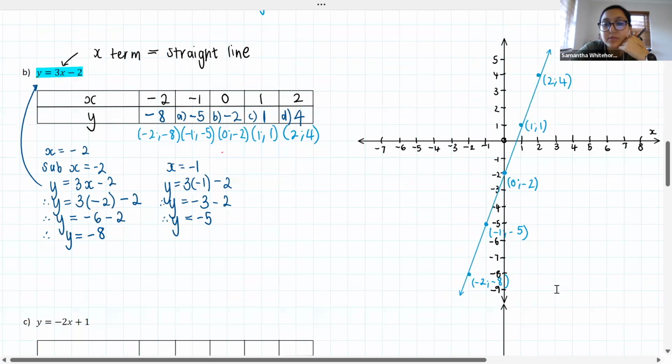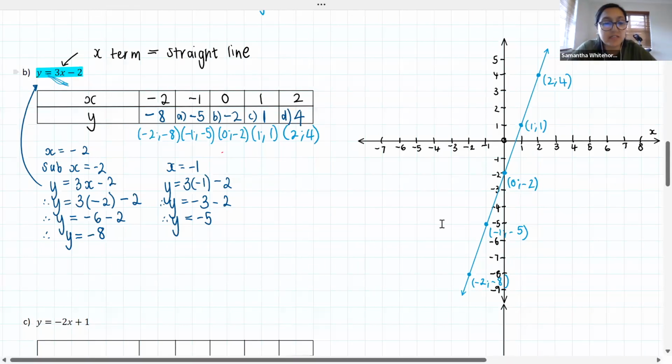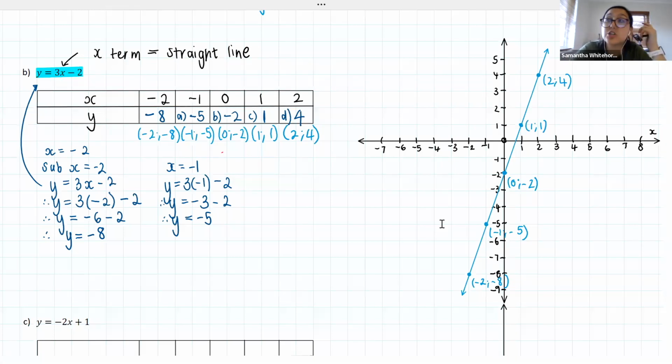There we go. So I've joined my dots. I knew it was a straight line because it was just a normal old x term, nothing too fancy, not x squared, not x cubed, not x to the power of x, just an x term. Again, even if I didn't know that, just based on where I've plotted my points, I can see that they're going up in a straight line, so I can see how I should join them.